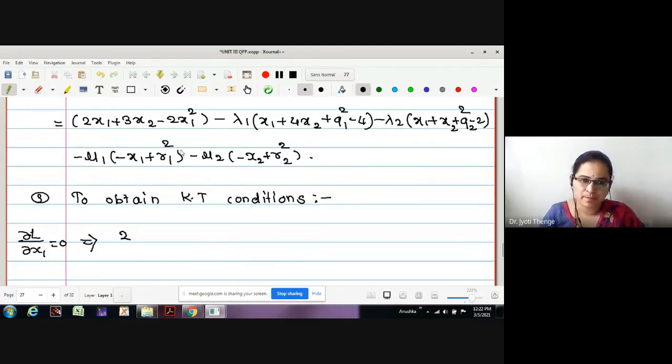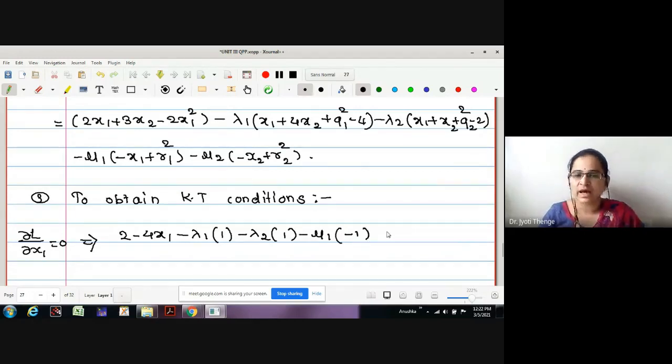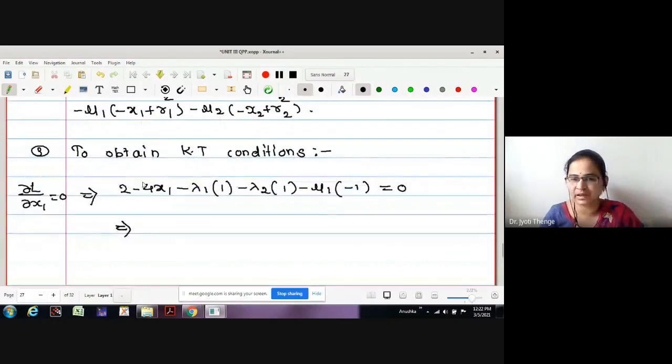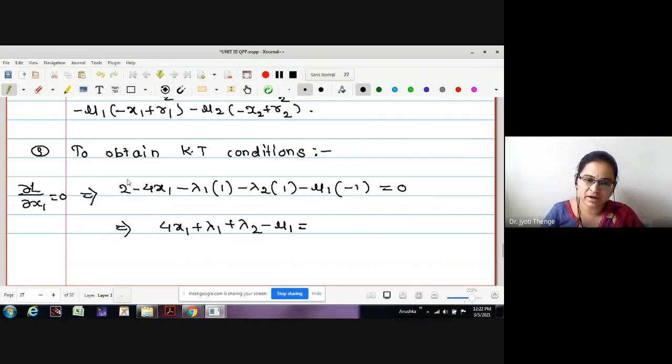This is 2 minus 4x1, here it is lambda 1 into 1, minus lambda 2 into 1 again, minus mu 1 into the derivative of minus x1, which is minus 1, and is equal to 0. Let me simplify the equation by multiplying with the negative sign. This is 4x1 plus lambda 1 plus lambda 2, minus of minus is plus mu 1, and if I multiply by negative, this is minus mu 1, minus 2. I shift it to the right, therefore this equals 2. This is the first equation.